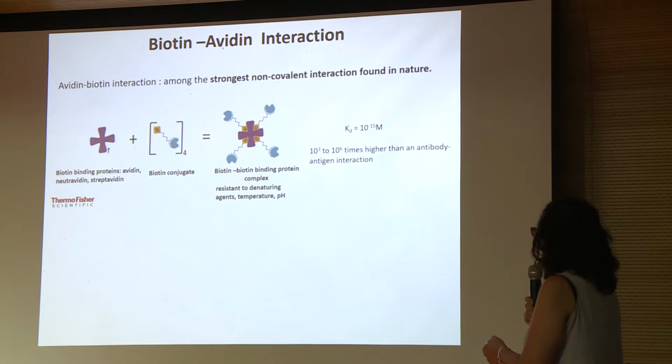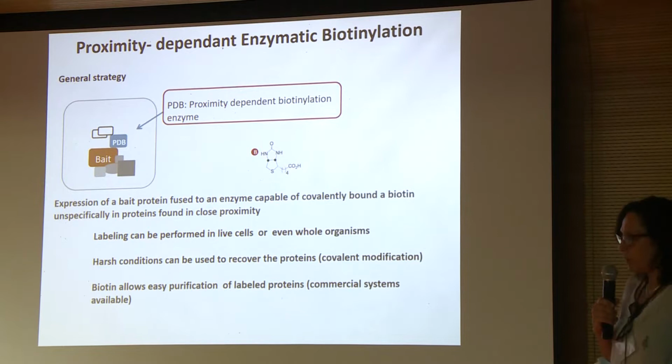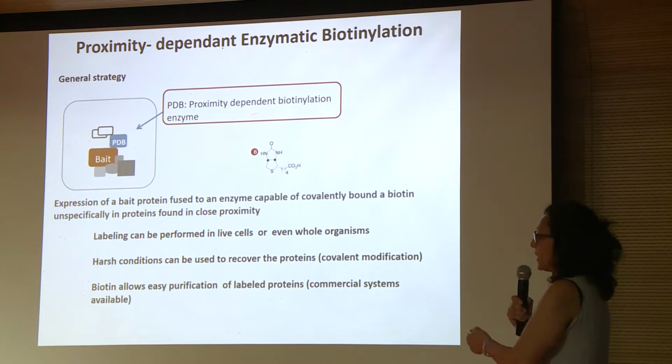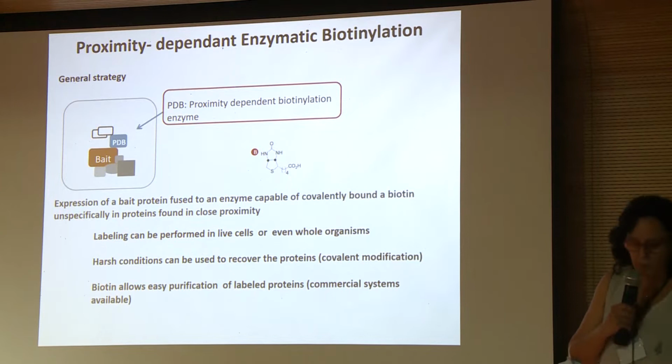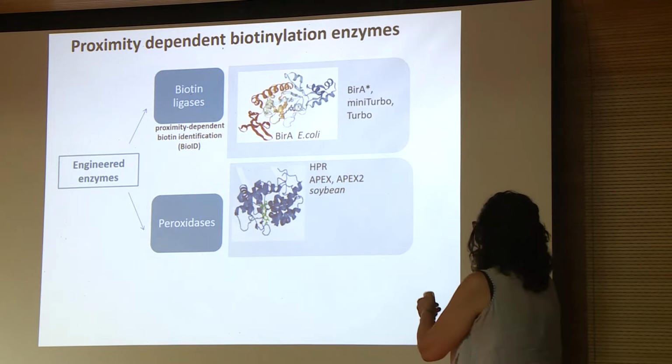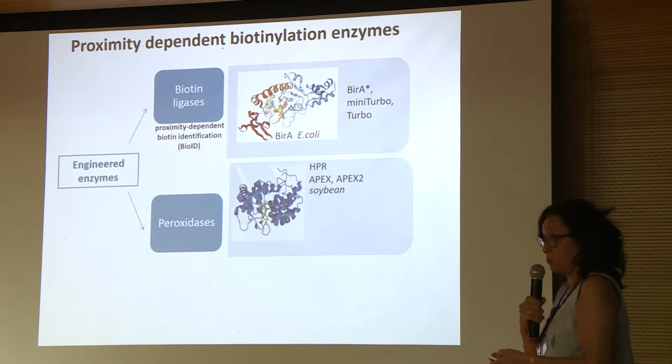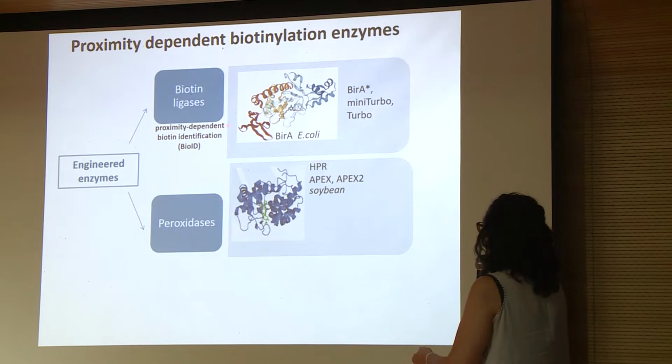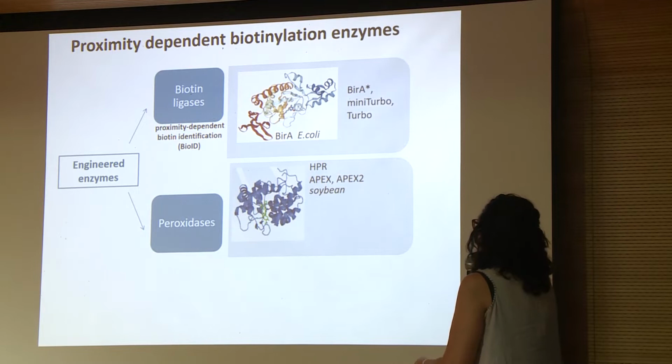So, first of all, I will talk a little bit about these enzymes and how they were designed for this purpose. As I told you, these are engineered enzymes, so they are enzymes that were selected using diverse methods to perform this activity and that carry mutations, point mutations, sometimes a lot of mutations. Basically they can be divided into groups, biotin ligases and peroxidases. The biotin ligases are the basis of the method that is commonly known as BioID.